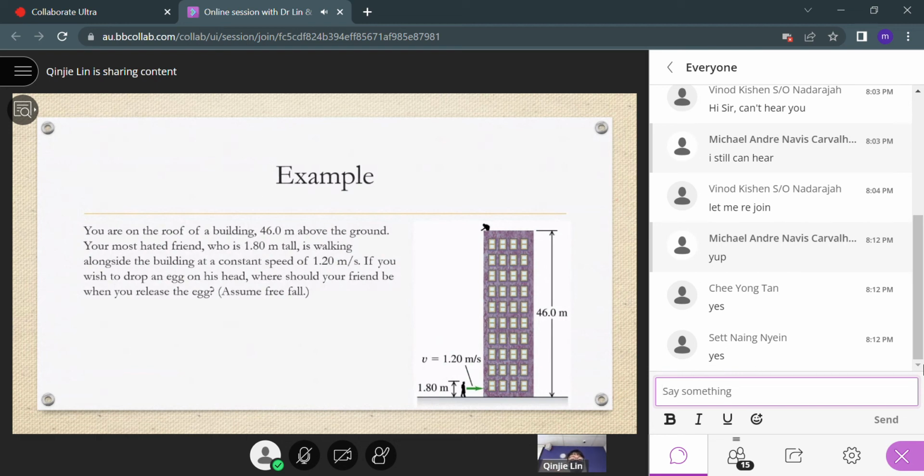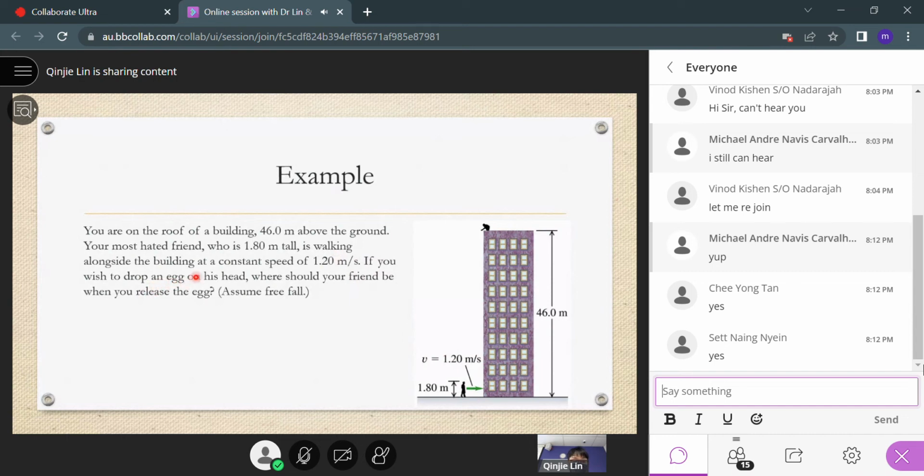Let's look at one example. You're on the roof of a building, 46 meters above ground. Your most hated friend, who is 1.8 meters tall, is walking alongside the building at a constant speed of 1.2 meters per second. That means this building is 46 meters tall, right? You are here. Your friend is walking towards the building, okay, at 1.2 meters per second.